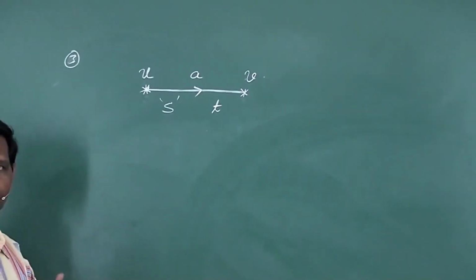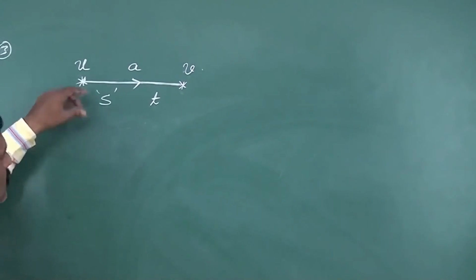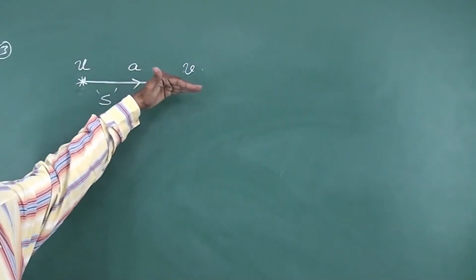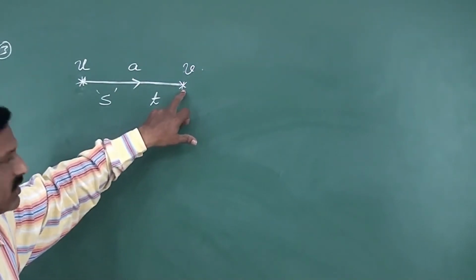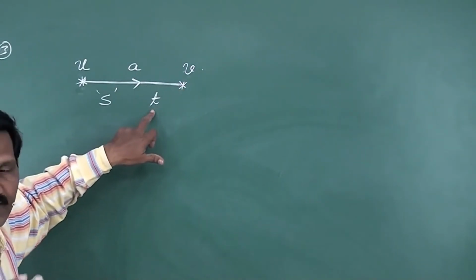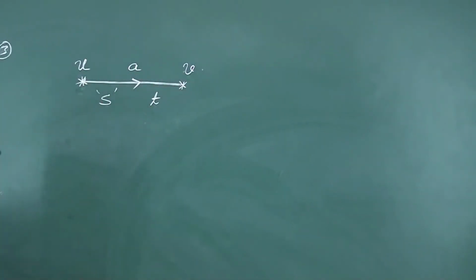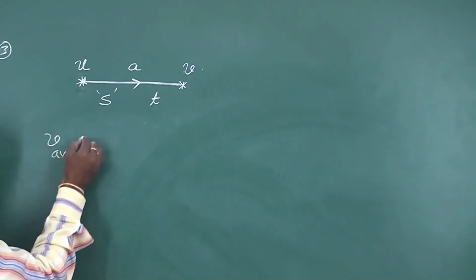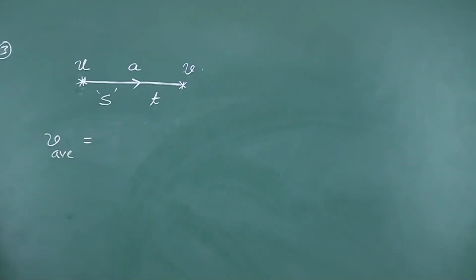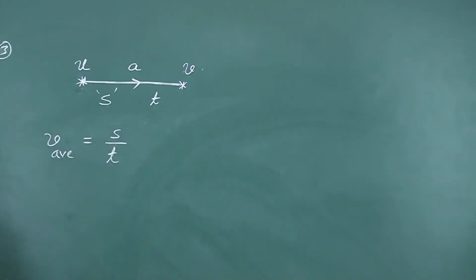So, we consider a body that starts with an initial velocity u, moves with uniform acceleration, that means velocity increases, and gets a velocity v in a time of t. During this time interval t, it covers a displacement of s. Now, from the definition of average velocity, you can write average velocity v average is equal to total displacement by total time. So, v average equal to s by t.